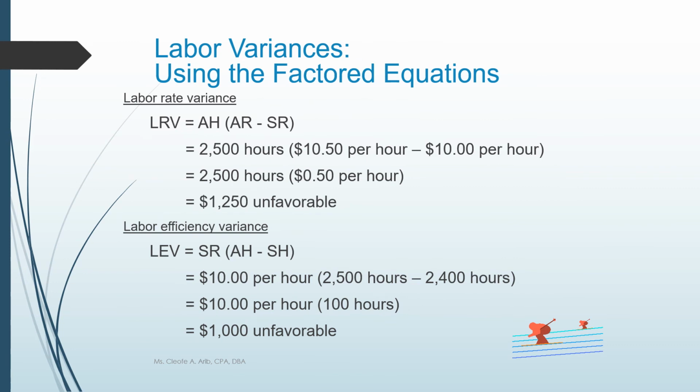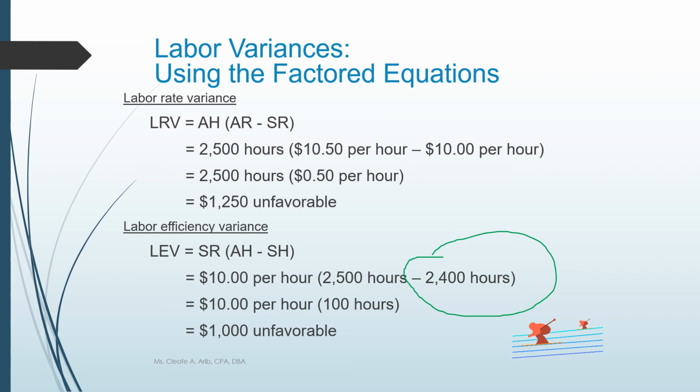So just like your materials variances, I am also showing to you how to compute labor variances using the factored equations. So, here it is. Please go over it. And I forgot to mention in the previous slide, how was the standard hours of 2,400 computed? Now, the 2,400, how was that computed?